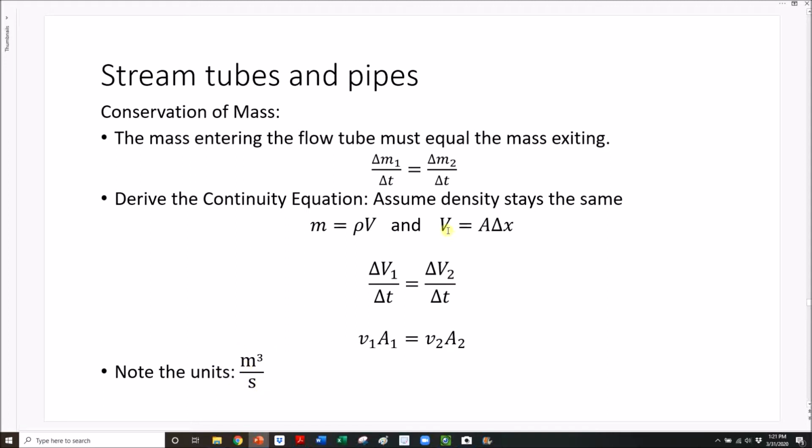If you take the volume, and remember that a volume is an area times a length, and you plug that in, then we end up with an area times a delta x over delta t, which is a velocity. So the velocity of the flow going in the tube and the cross-sectional area of the tube must equal the velocity and the cross-sectional area of the tube coming out.